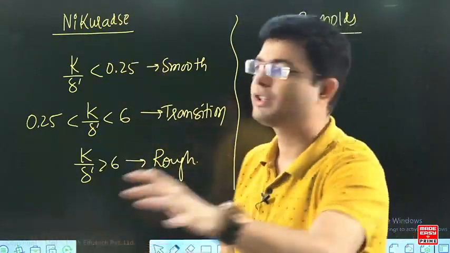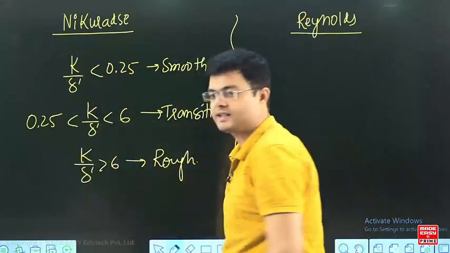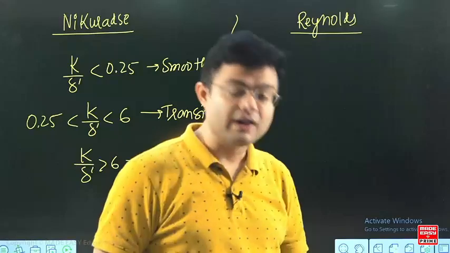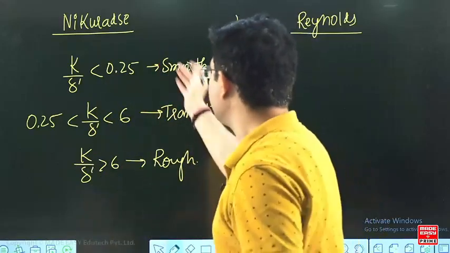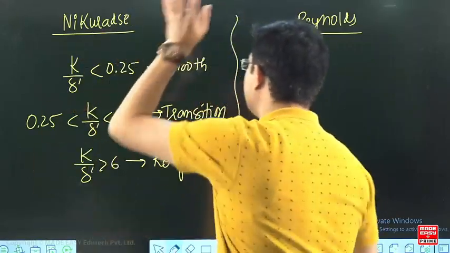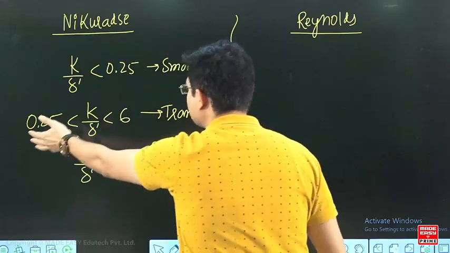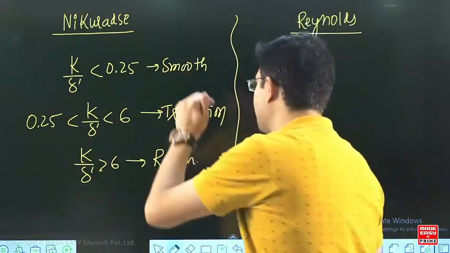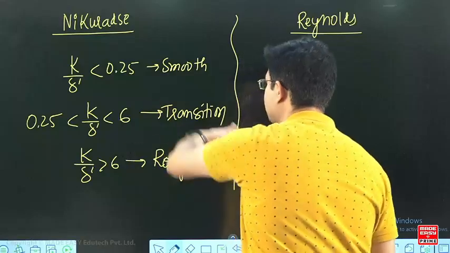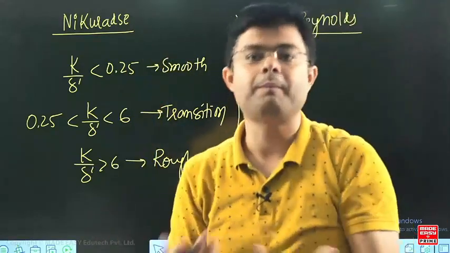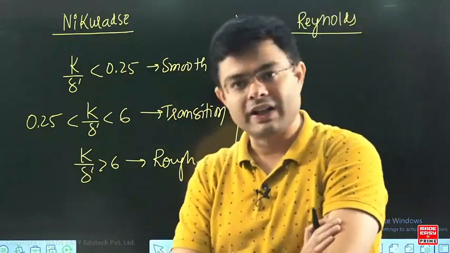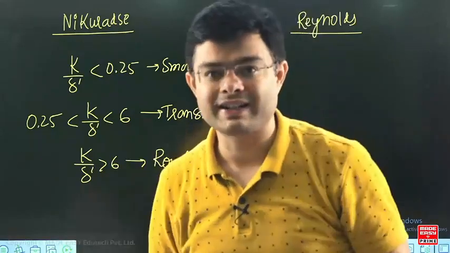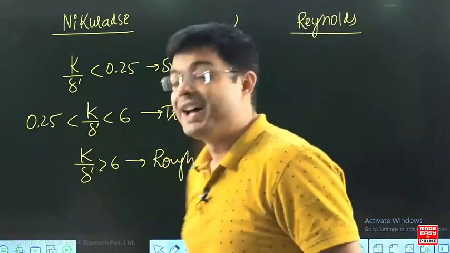Then very simply you find out K by delta dash. If the value of K by delta dash for your pipe is less than 0.25, it is treated as a smooth pipe. If it is between 0.25 and 6, it is treated as transition. And if it is greater than 6, it is treated as a rough pipe. Are we clear? Yes. But wait, there was one more scientist, Reynolds.